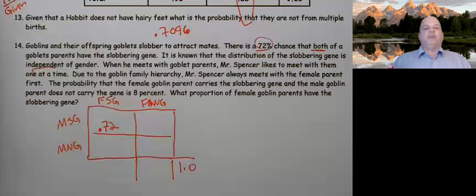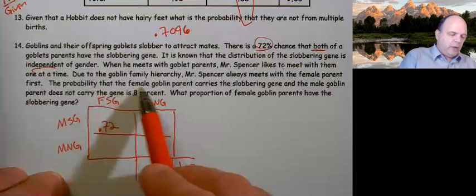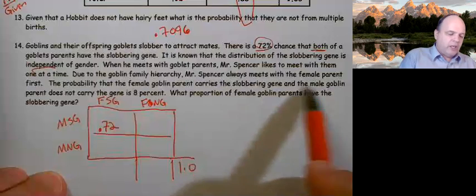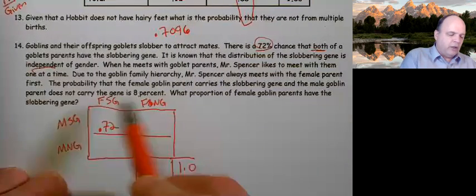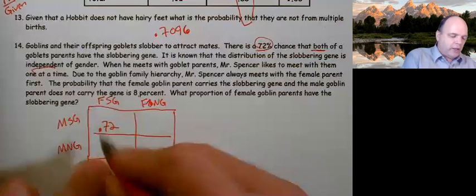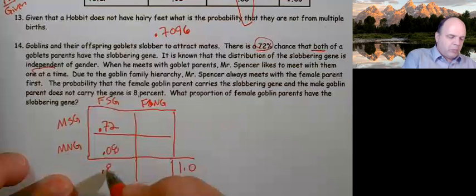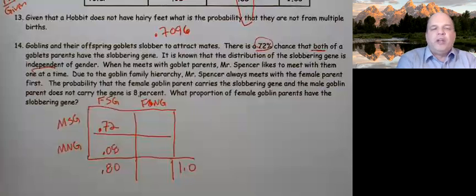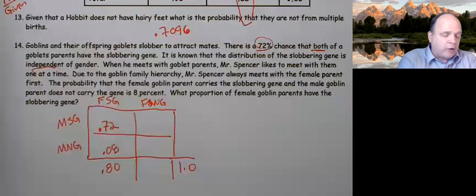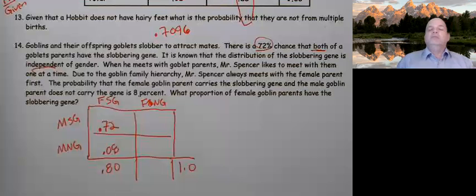It is known that the distribution of gender and the probability that the female goblin parent carries the slobbering gene and the male parent does not carry the gene is 8%. Female carries the gene, male does not, that's 8%. Add those together. 80% chance that the female carries the slobbering gene, and that was the actual answer to this problem. And that was the answer that was accepted. There was actually a typo on this. This is what you all received. This was the answer that was correct for what you all received.